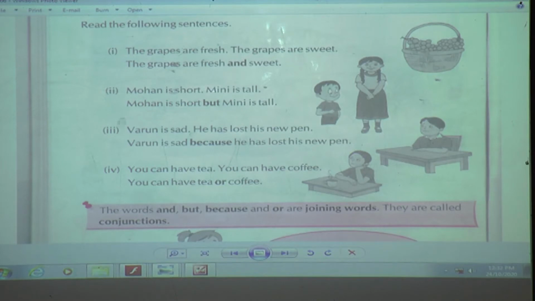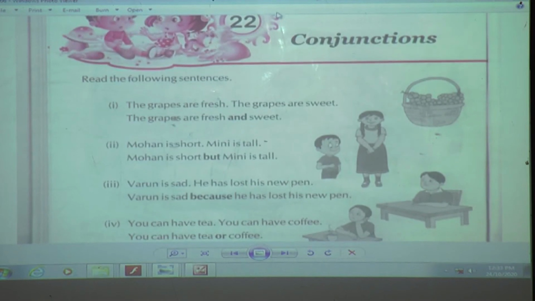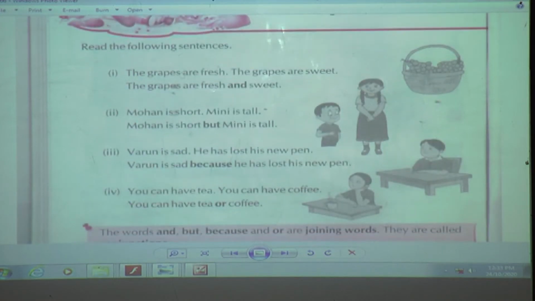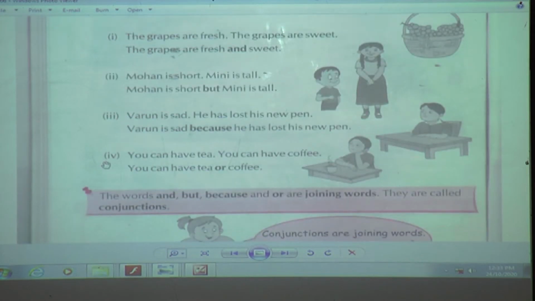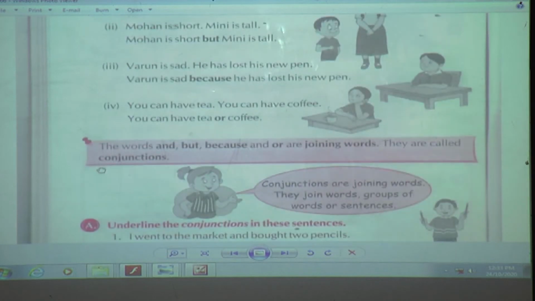Now here in all these four sentences, what you can see, students? A-N-D, and, but, because, or. What they are doing? Yes, they are joining the words. Okay, so they are called conjunctions. So what is our lesson name today, students? Yes, conjunctions. Lesson number 22. Okay, I hope that you have opened your book now. Understood, students, what is conjunctions? Yes? Okay, so here they have given the definition over here.